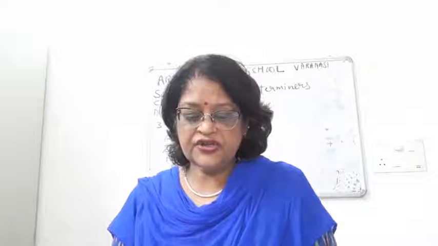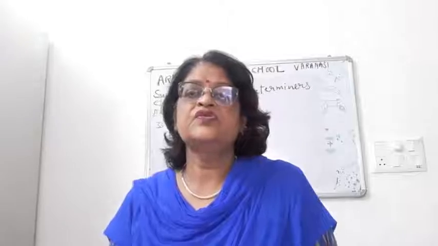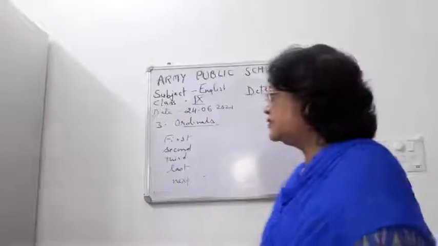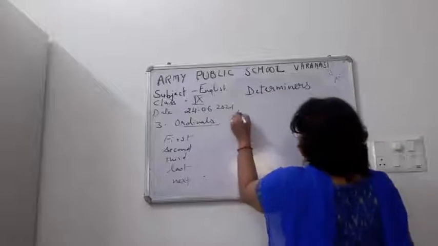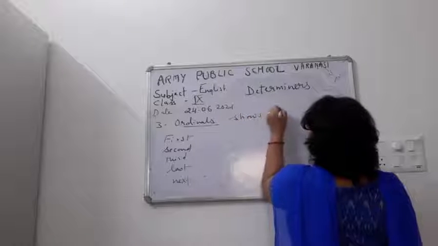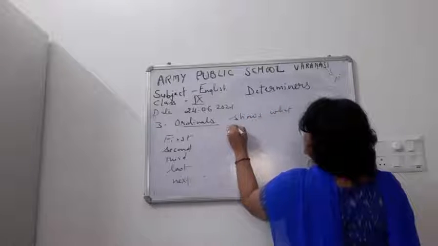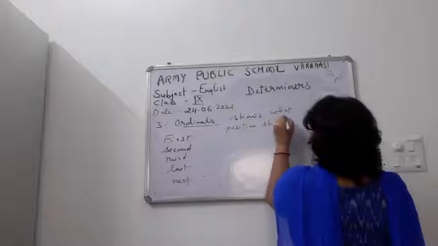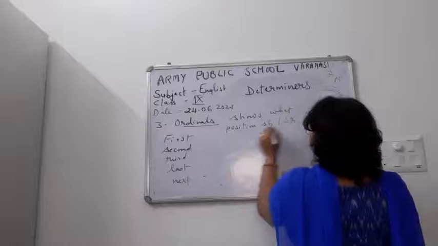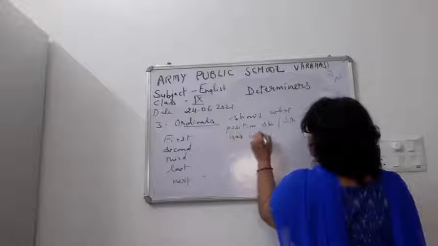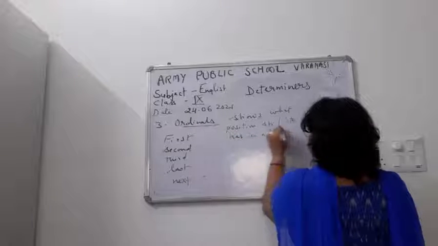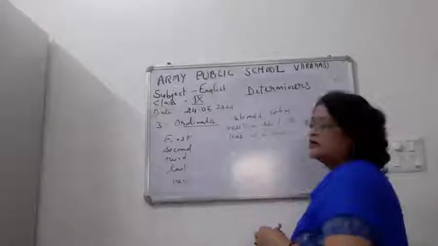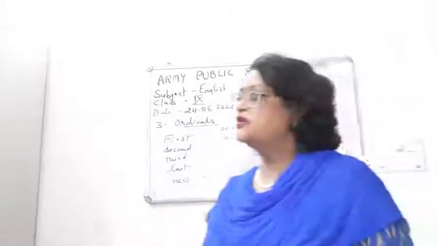Okay, the ordinal shows what position something has in a series. So what does ordinal show? What position somebody or something has in a series. Okay, what position or what thing it has in a series.